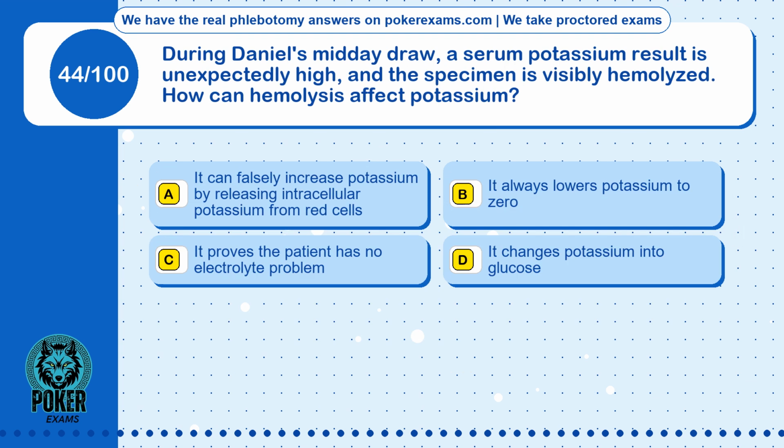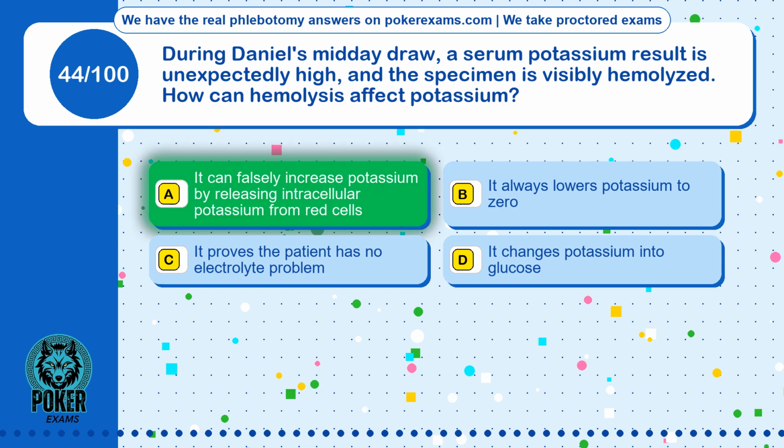Question 44. During Daniel's midday draw, a serum potassium result is unexpectedly high, and the specimen is visibly hemolyzed. How can hemolysis affect potassium? Option A. It can falsely increase potassium by releasing intracellular potassium from red cells. Option B. It always lowers potassium to zero. Option C. It proves the patient has no electrolyte problem. Option D. It changes potassium into glucose.